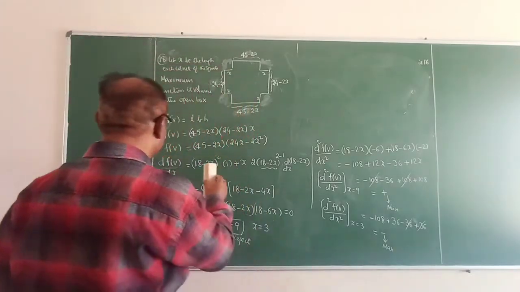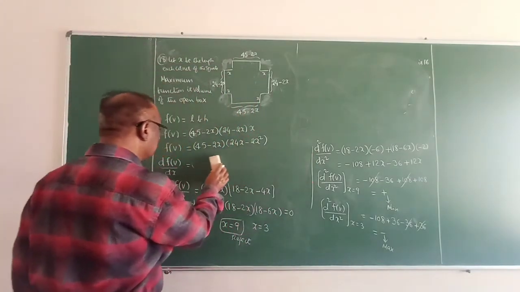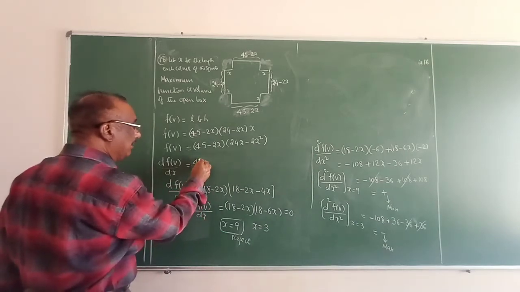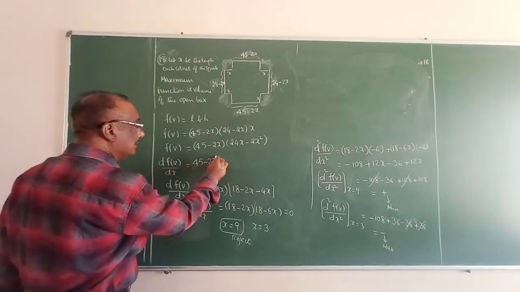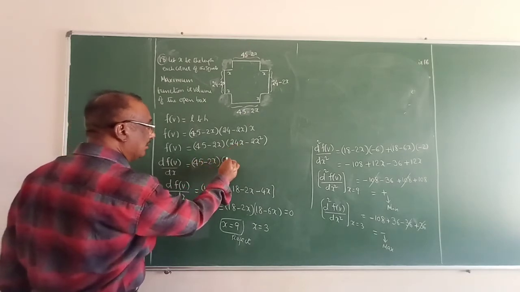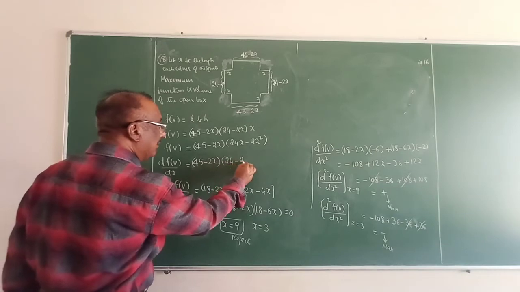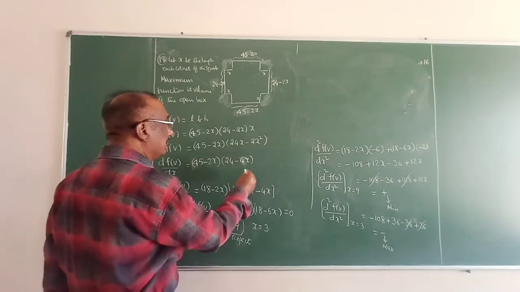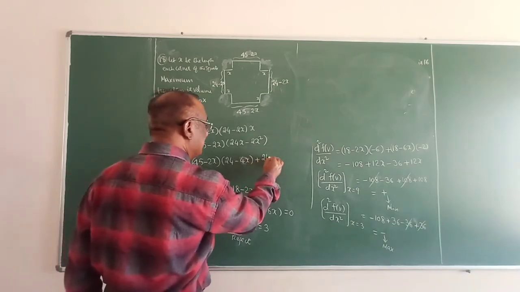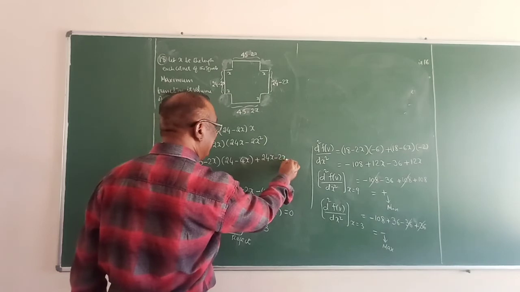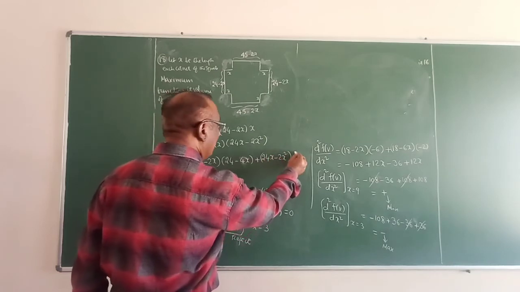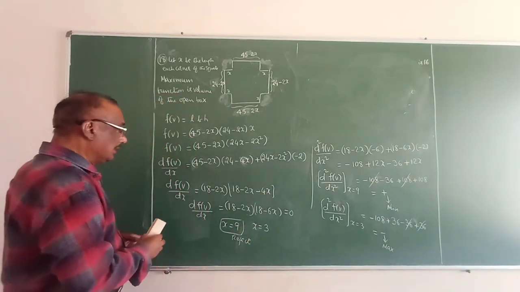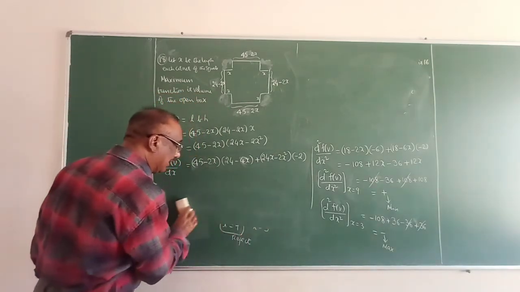Do the derivatives. First function: 45 minus 2x is kept as it is, and the derivative of 24x minus 2x square is 24 minus 4x. Next, 24x minus 2x square is kept as it is, and the derivative of 45 minus 2x is minus 2. Everyone make it a simplification.